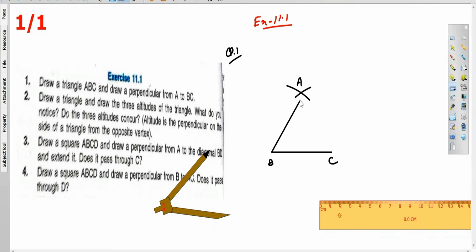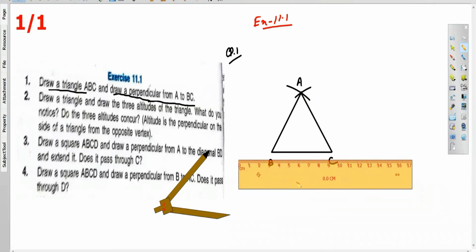Now we'll join BA and CA. So this is the first part of the question. Question का first part ये भी cover हुआ है, in which it is saying you draw a triangle ABC. अब second part करना है, draw a perpendicular from A to BC. Point A, vertex A से BC पे perpendicular line कैसे draw करना है?